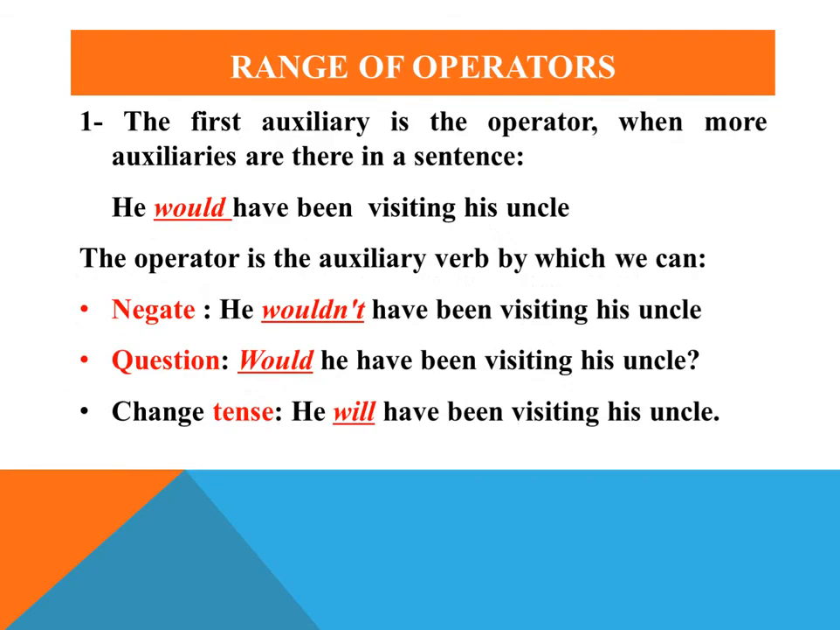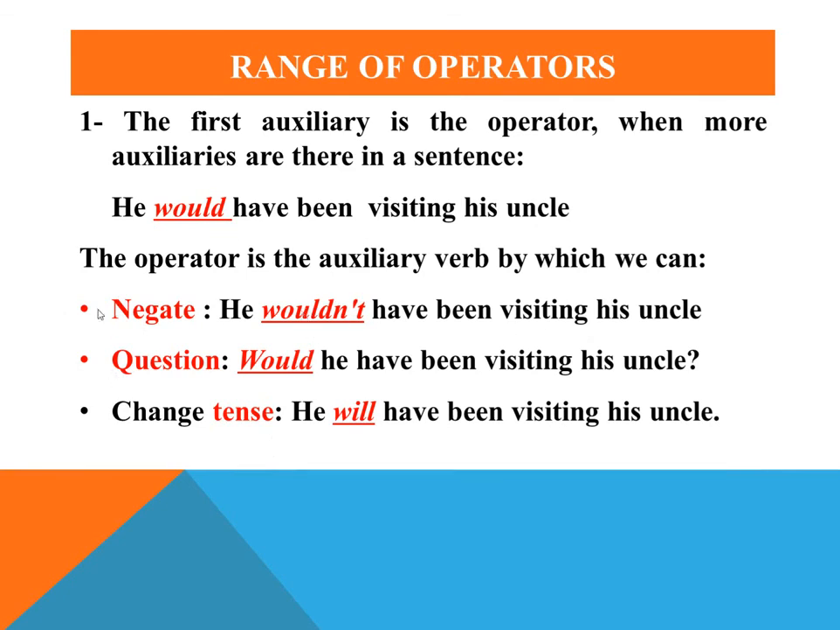Now we move to range of operators. Some sentences can have more than one auxiliary verb, like he would have been visiting his uncle. In this sentence, we have 3 auxiliary verbs, would, have, and been. The first auxiliary verb is the operator. The question is, what do we mean by operator? The operator is the auxiliary verb by which we can negate the sentence, we can question, and we can change the tense. So if we want to negate the sentence, he would have been visiting his uncle, we can say he would not or he wouldn't have been visiting his uncle. So would is the operator.